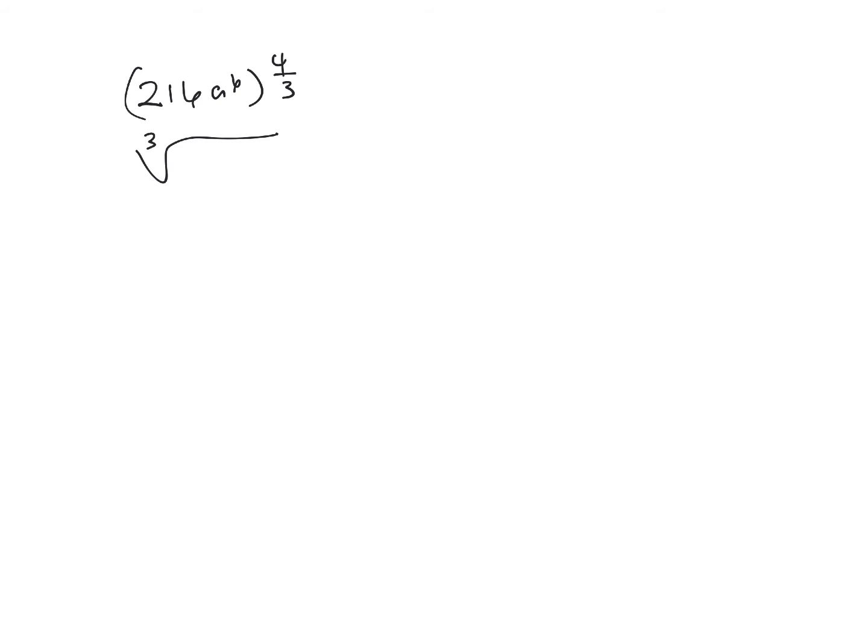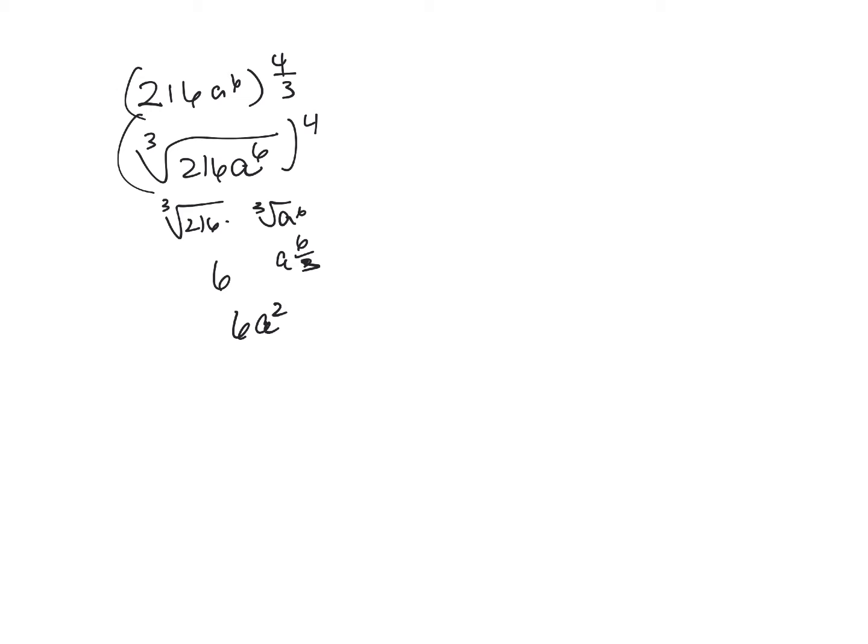So we're taking the cube root of 216a to the 6th to the power of 4. If you need to separate that, that means the cube root of 216 and the cube root of a to the 6th. The cube root of 216 is 6, and the cube root of a to the 6th, remember, you're dividing that out. So how many times can you take that 3 out? This becomes 6a to the 2nd power.